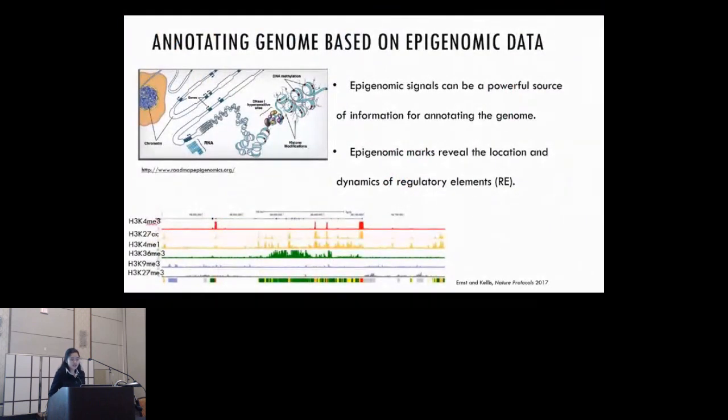Epigenomic signals such as different histone modification marks, DNA hypersensitive sites, etc., can be a really powerful source of information for annotating the genome because they can reveal a lot about the locations and dynamics of regulatory elements. You get my point.